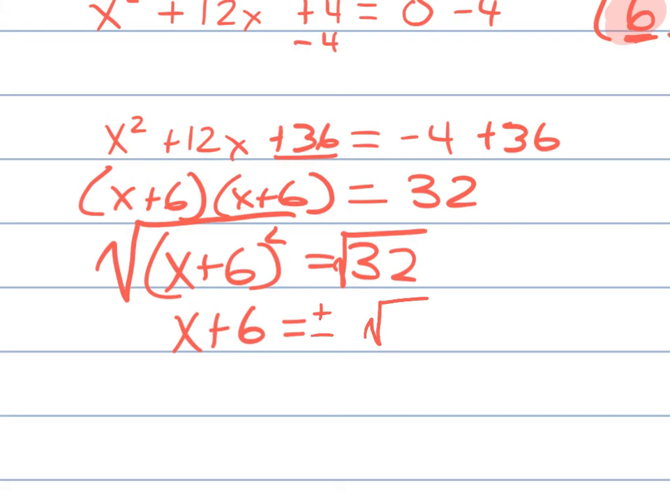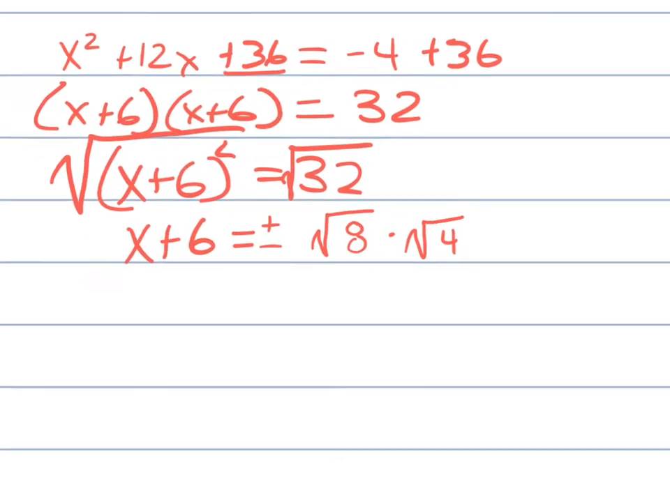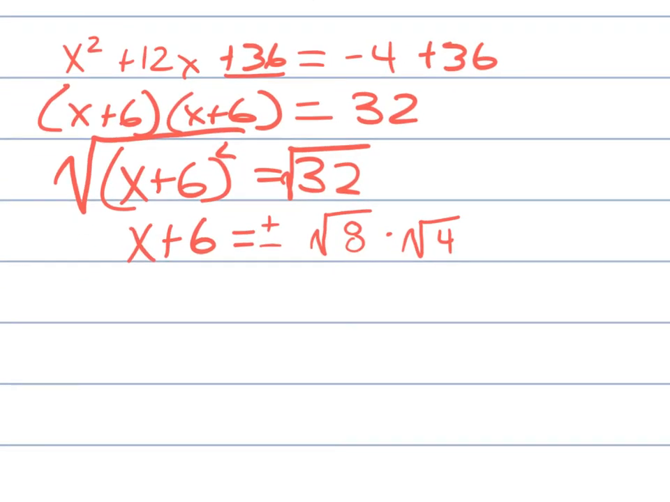Or you could do 12 and 4. We haven't found it yet, but I'm going to go with 8 and 4. 8 and 4 will work. It's not the best combination. 2 and 16 will work better. If you find bigger square numbers, they break down more easily.